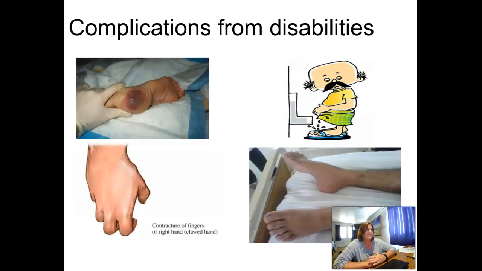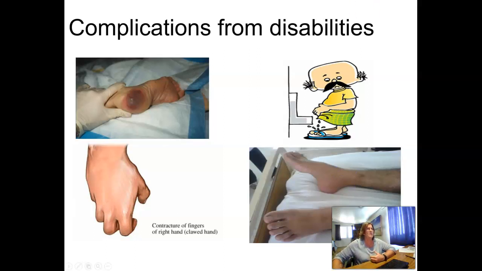Some complications that we see from disabilities, depression is one of them. So we do tend to see a lot of people feel very depressed when they are disabled, when they can't move the same as they did before, or if their quality of life has been impacted in some way. So we may need to get them psychological help with that.